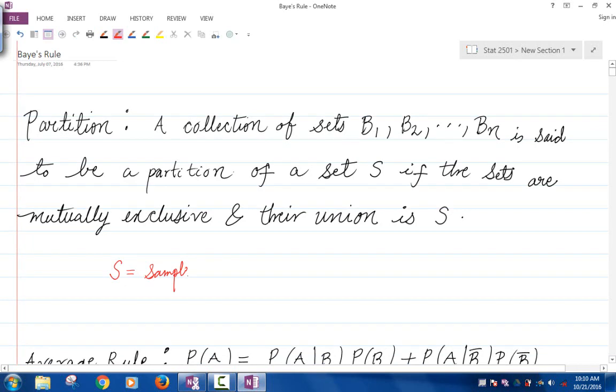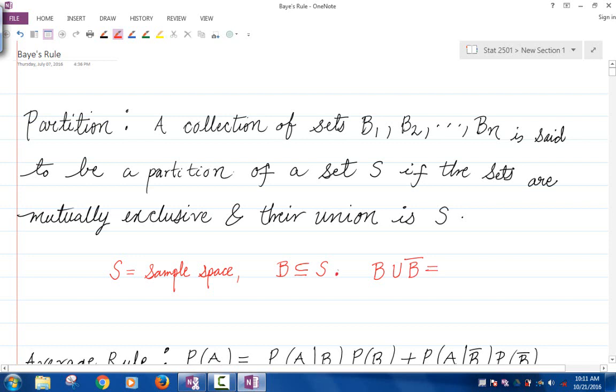and let B be an event, so that means B is a subset of S. So B is an event. Then notice that B union B bar, B union the complement of B, is equal to what?